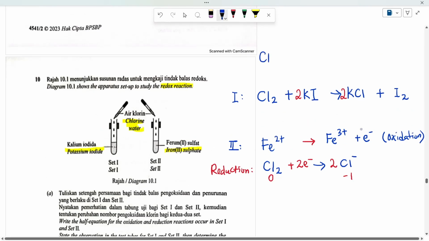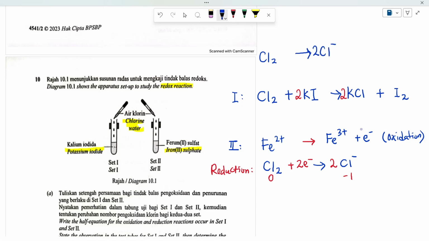So chlorine changes to chloride also, right? So this one is also reduction, no? So chlorine undergoes reduction in these two sets of experiments. Then the other one will be oxidation, right? So iodide changes to iodine, correct? It loses 2 electrons, so this one is oxidation.